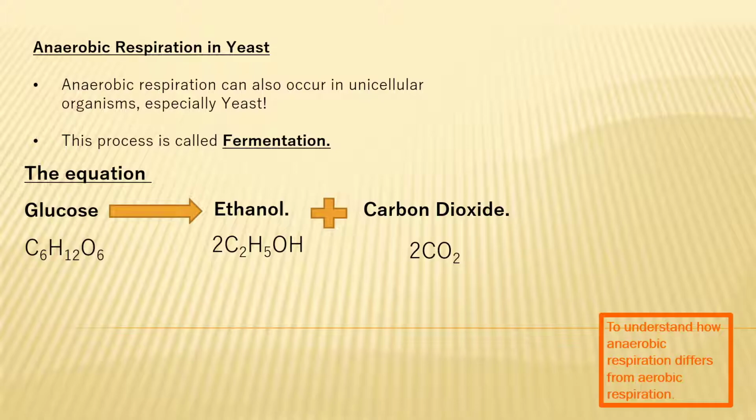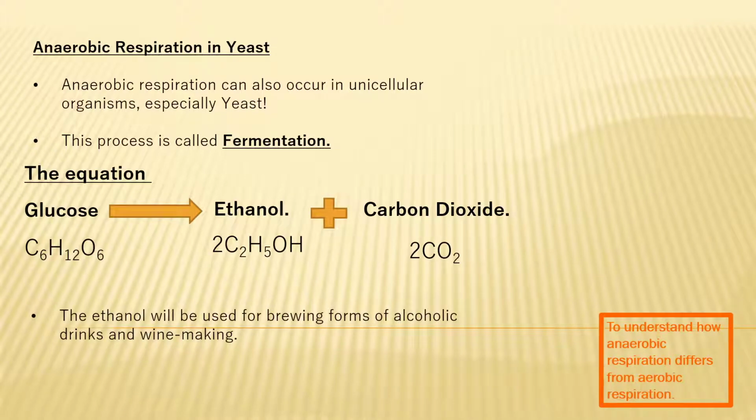Now, when you've learned about health of the human body, you may have heard of ethanol before. Now, this is used in alcoholic beverages. So we will use that ethanol to brew forms of alcoholic drinks, such as beer, and also use it in the making of wine. Whereas the carbon dioxide can be used in cooking. So examples, making bread rise. If you've ever made a loaf of bread, you'll know that you need to use yeast. And what this yeast will do, it will release the carbon dioxide as a gas that can expand, and it will cause the bread to rise.